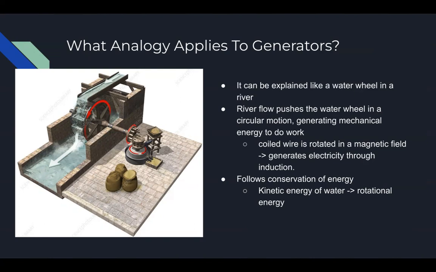And this analogy also follows the conservation of energy, where the kinetic energy of the water running in the river is converted to rotational energy to actually move the water wheel, which does some work on something else. So on the left, you can see a very basic 3D diagram of how this would work in real life.